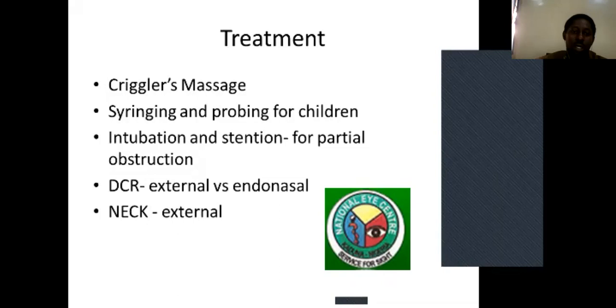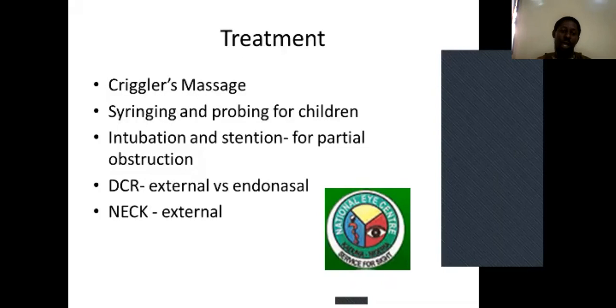Now, the syringing approach, I said earlier, can help in children as an investigation and as a form of treatment. There has also been, for partial obstructions, intubation with stents to balloon the areas of partial obstruction. After the tubes are inserted, some people use silicone.